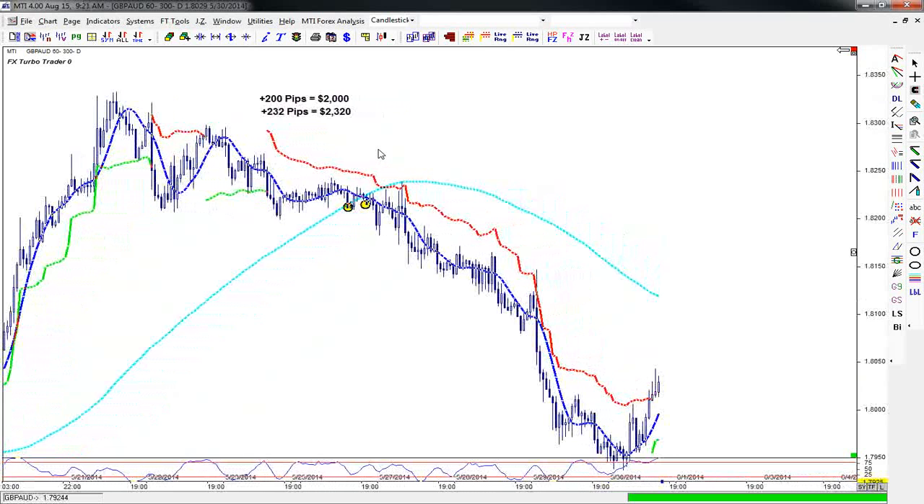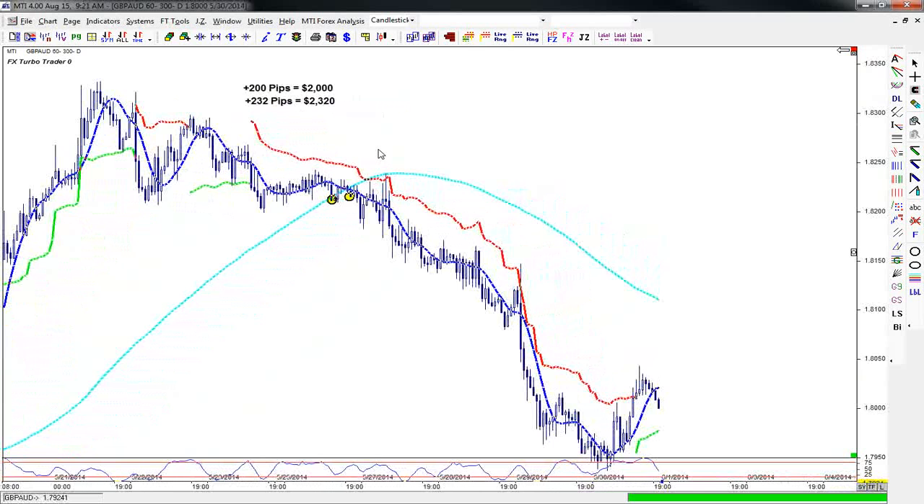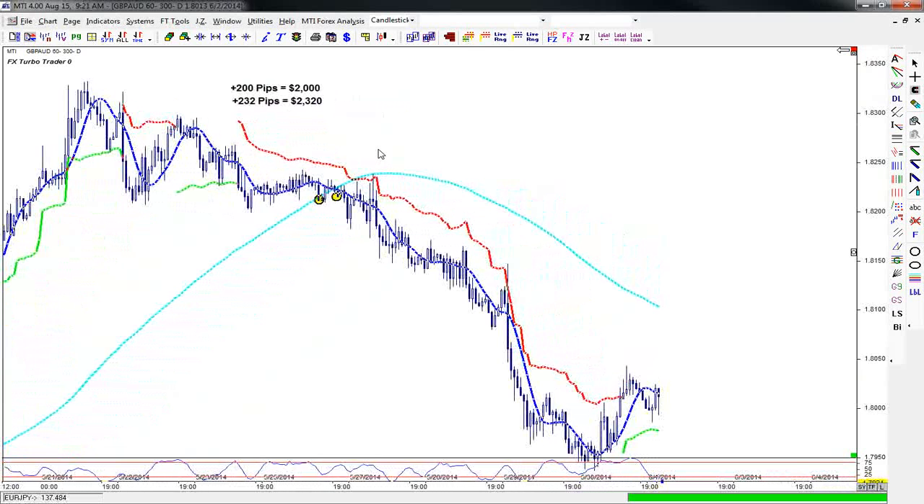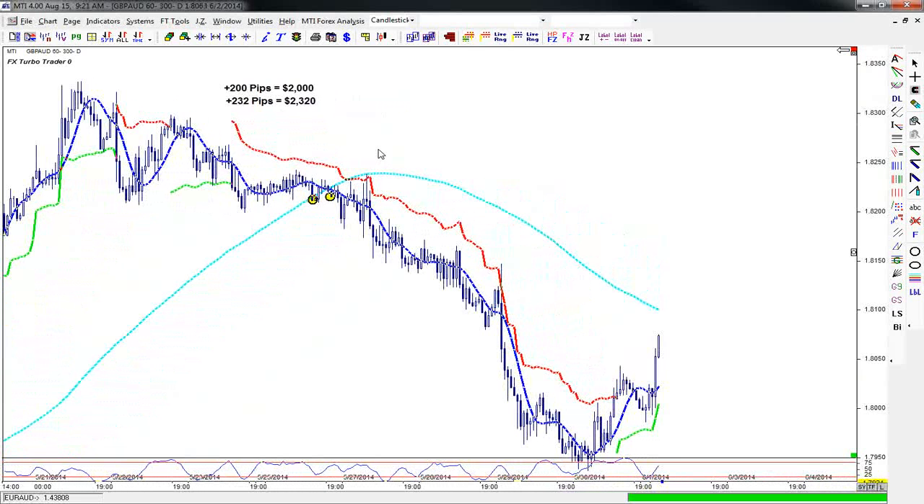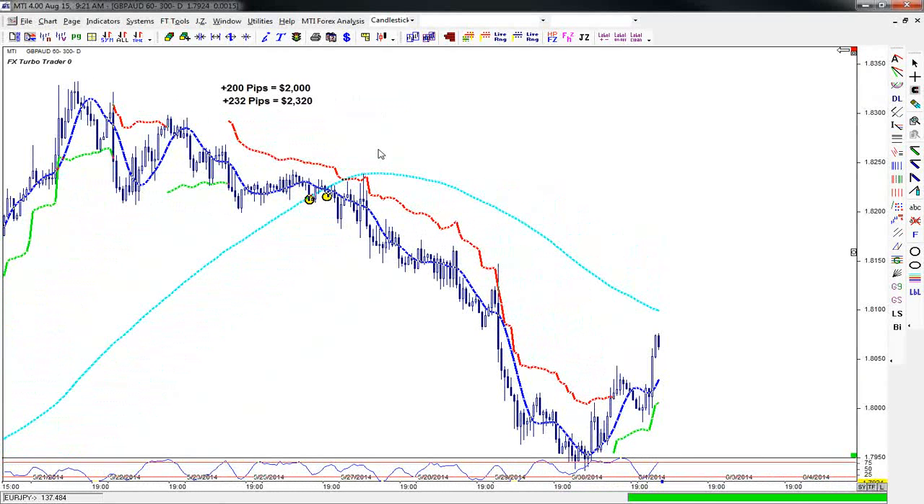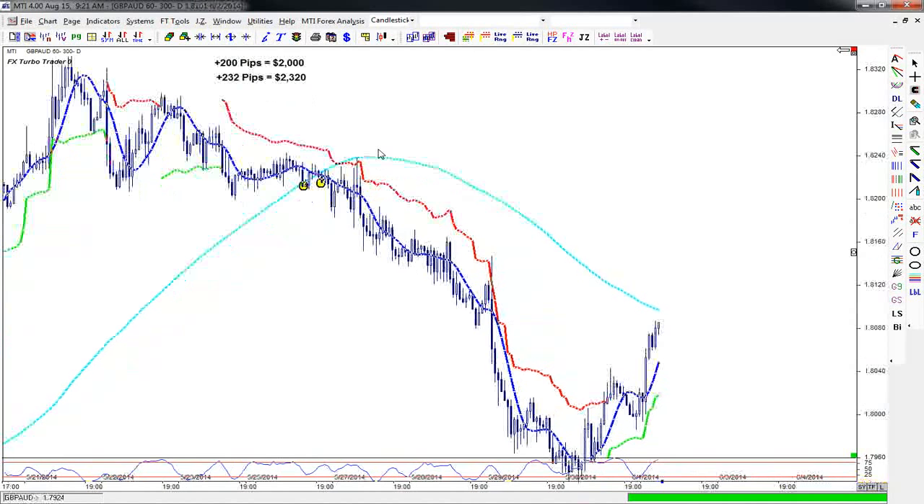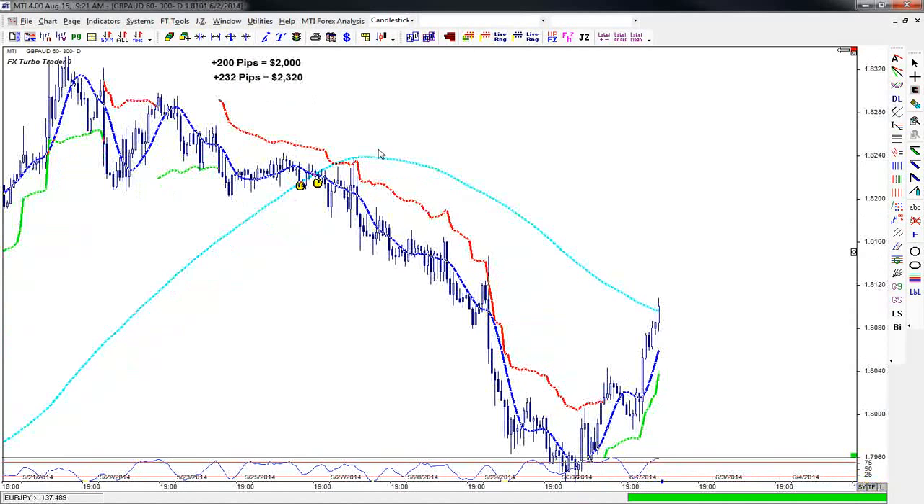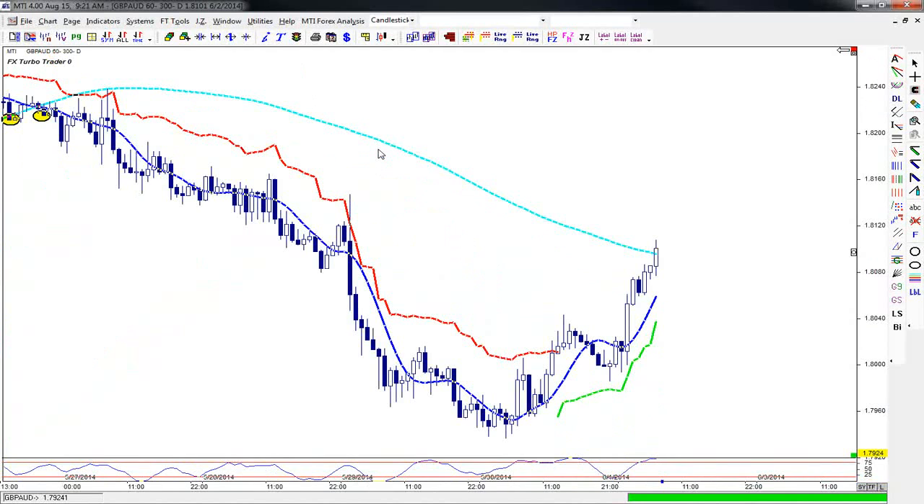Well, this system, the FX Turbo Trader, actually can send you auto notifications straight to your phone via text message and/or phone call and/or email, letting you know that we crossed back above the teal blue line or below the teal blue line, that it's going in the opposite direction. You want to get out and take your profits. Does that make sense? So take a look here.